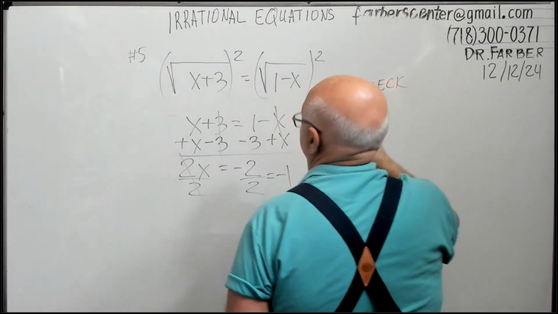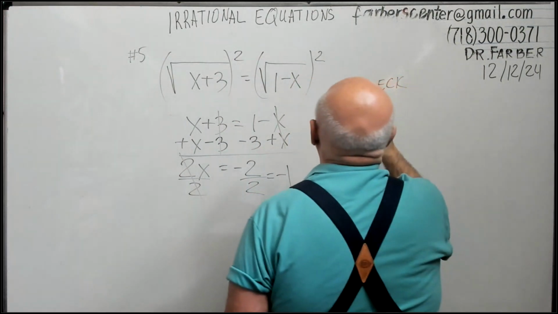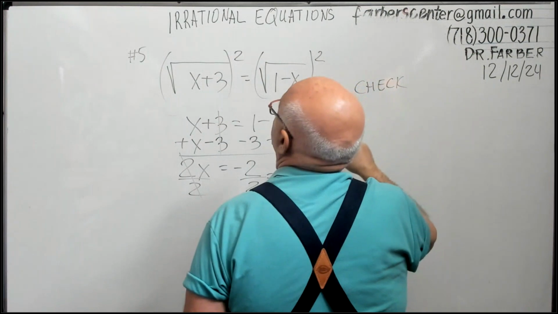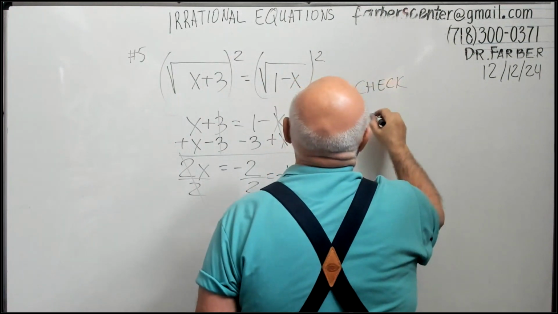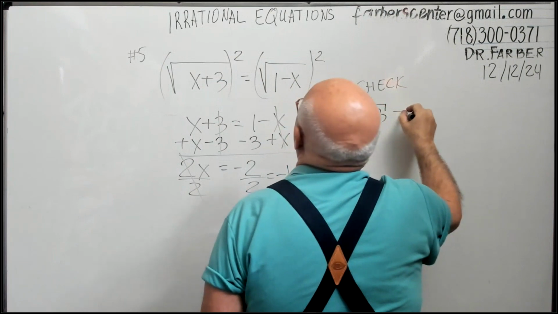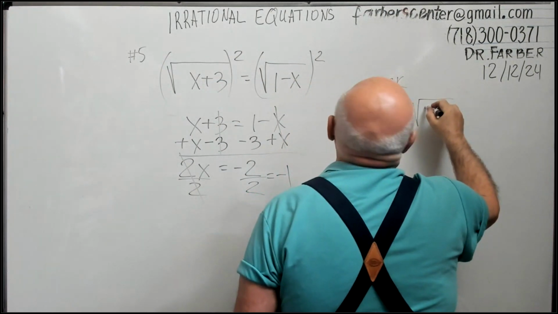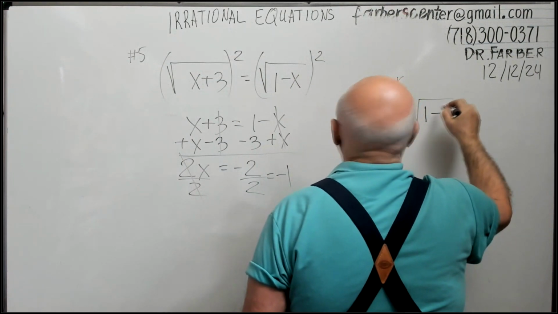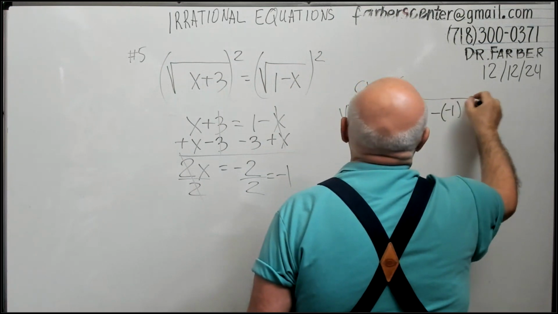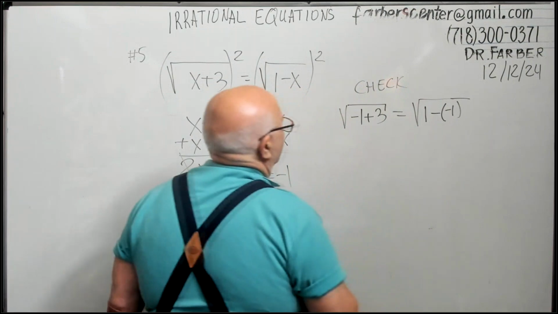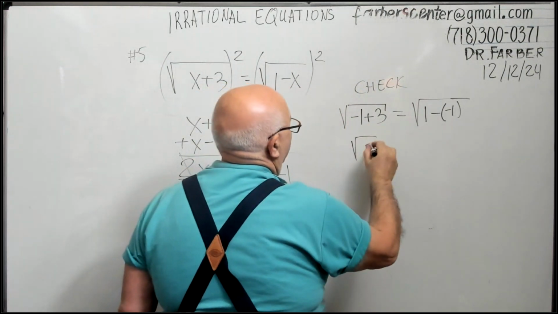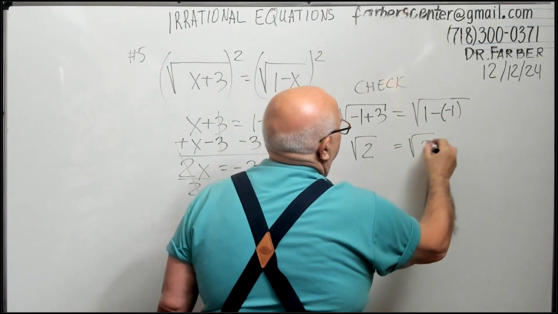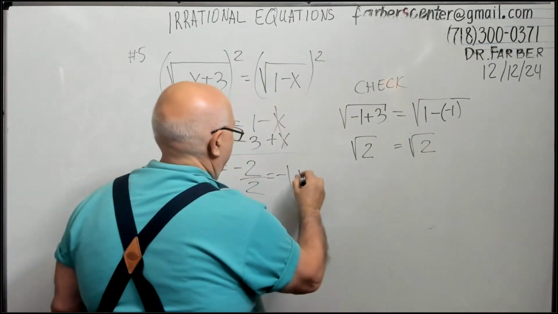Square root of minus 1 plus 3 equals square root of 1 minus minus 1. 3 minus 1 is 2. 1 minus minus 1 is 2. Yes, it is. So the result is correct.